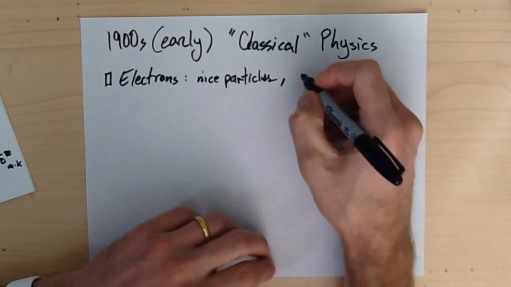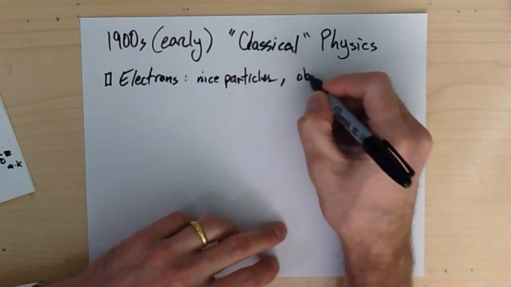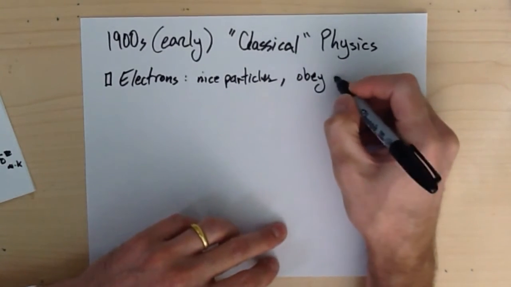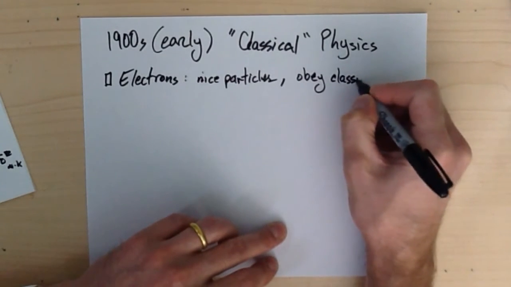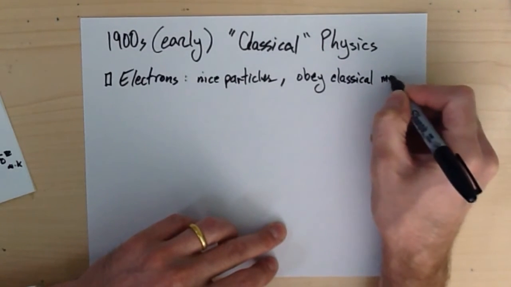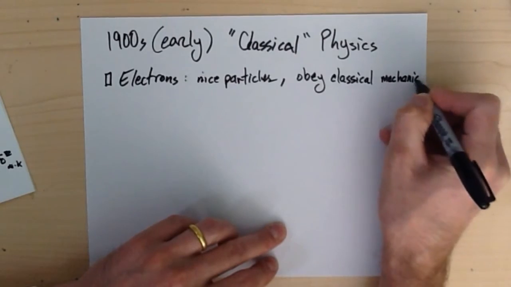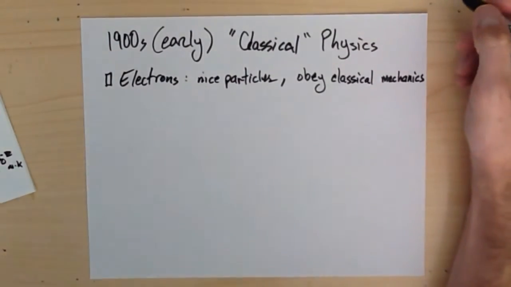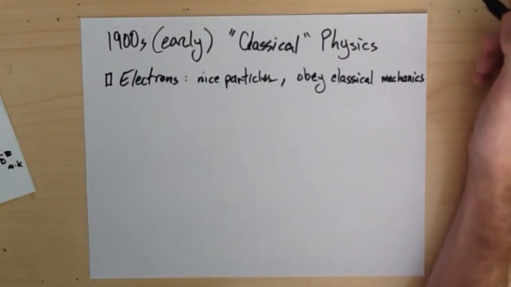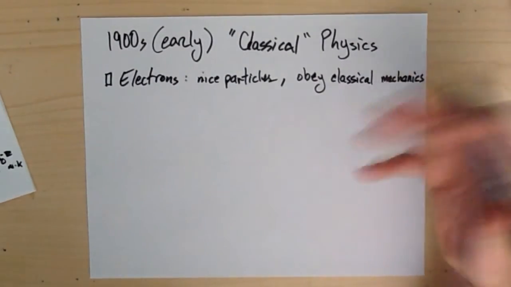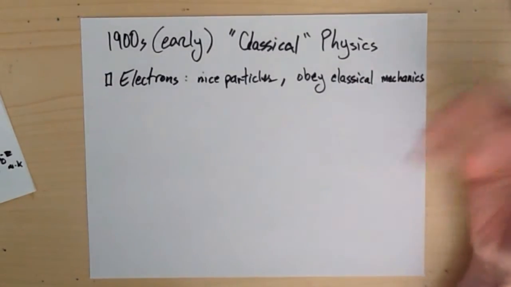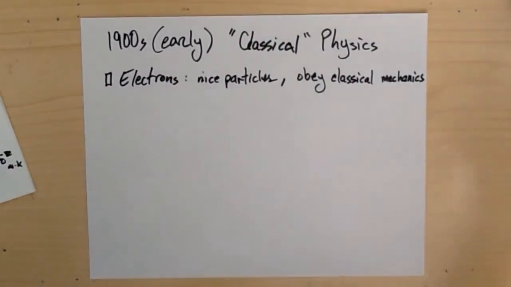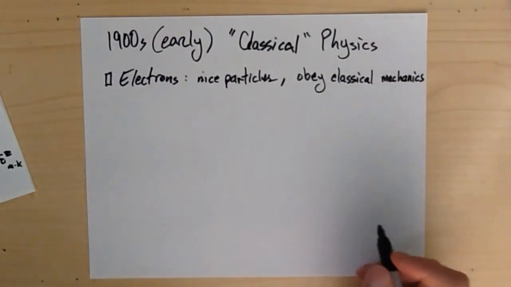And in short, they would obey what might be called classical mechanics, the kinds of mechanics that Isaac Newton would have understood from his point of view. And then it was understood that electrons behave this way both inside atoms as well as when they were apart from an atom, just by themselves.